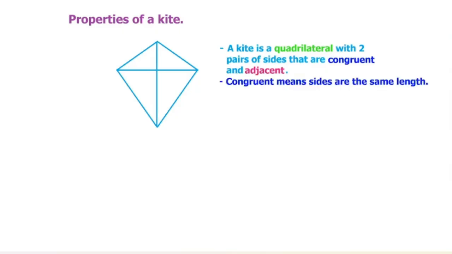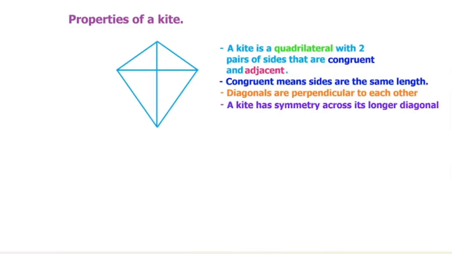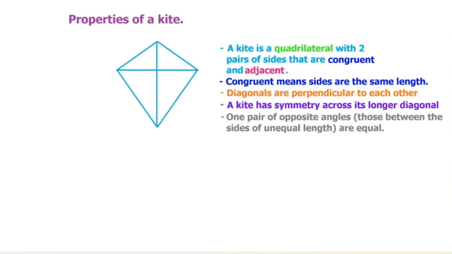Congruent means sides are the same length. So two pairs of sides that are congruent, or two pairs of sides that are the same length, and they have to be adjacent to each other. Also, the diagonals are perpendicular to each other. A kite has symmetry across its longer diagonal. And one pair of opposite angles, those between the sides of unequal length, are equal.